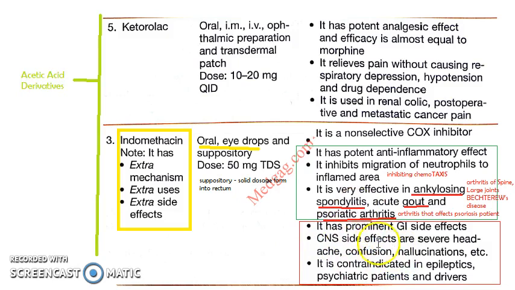Now coming to the side effects of indomethacin, you have to write these. Prominent side effects are the GI side effects because the homeostasis is affected. Then CNS, the central nervous system is affected, which is really bad, right? So indomethacin can cause headache, confusion, hallucinations, not at all nice, and it is contraindicated in patients with epilepsy and any psychiatric patients because definitely it is going to increase the confusion and hallucinations, and drivers because it can cause again headache and such things. Okay.